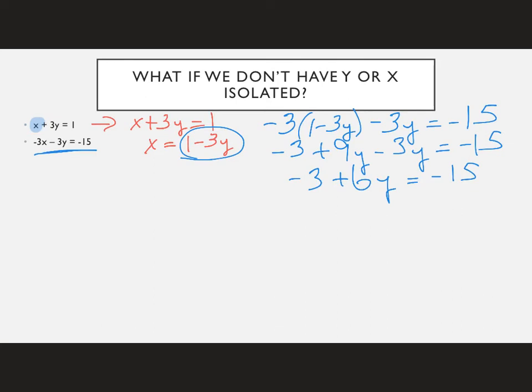I'm going to add 3 to both sides. So I get 6y equals -12. So y is -2. So there's my value for y.